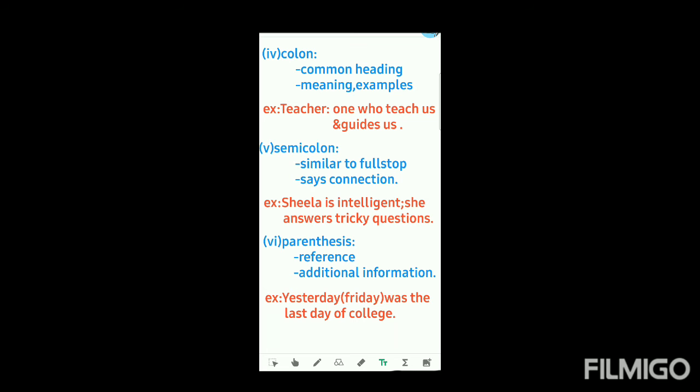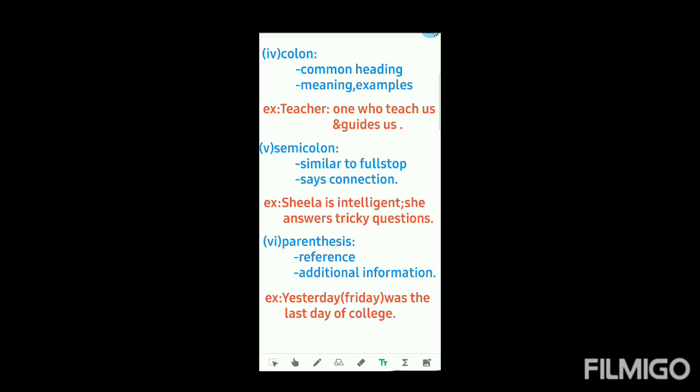And your next one is parenthesis. Parenthesis is commonly known as round brackets, which give us a reference to a word, or also give us additional information. Yesterday (Friday) was the last day of college. So here, yesterday means that the day, Friday, the exact day, was the last day of college.